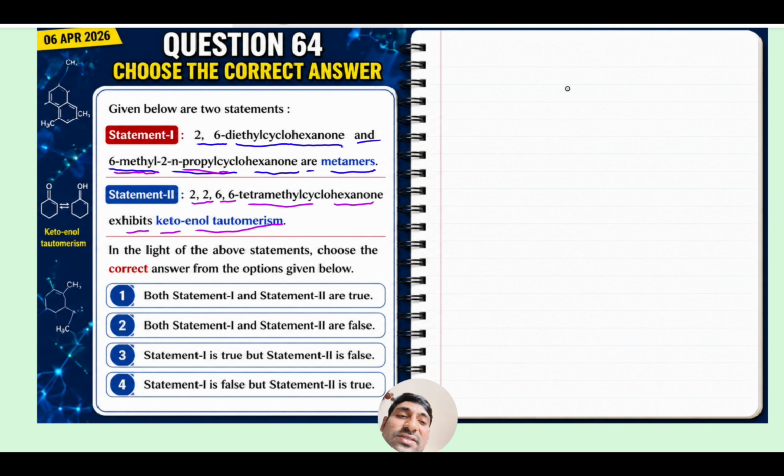So the structure is the given 2,2,6,6-tetramethyl cyclohexanone. This is the cyclohexanone, with a methyl at the second position, another methyl at the second position, and at the sixth position also methyl, and another methyl at the sixth position. This is the tetramethyl cyclohexanone. Now this is the keto group. The adjacent positions are alpha. Here, the adjacent position is alpha.